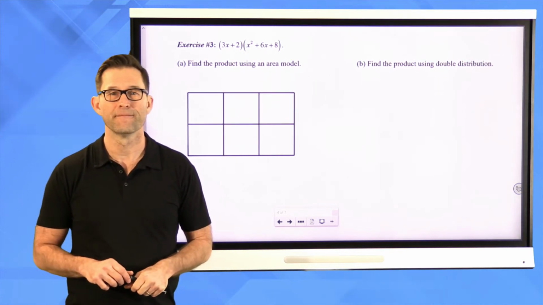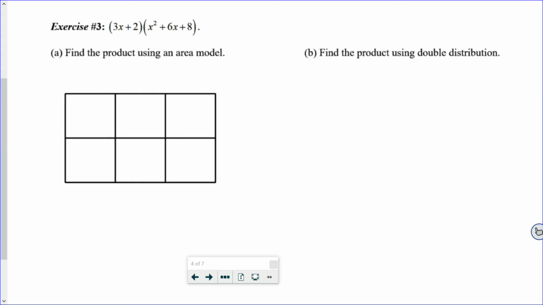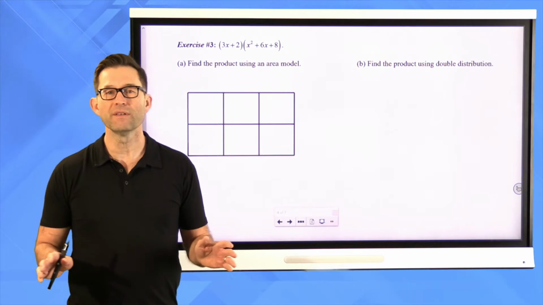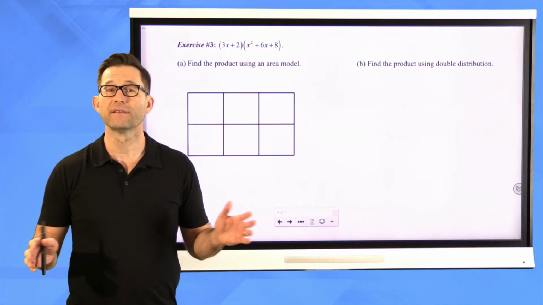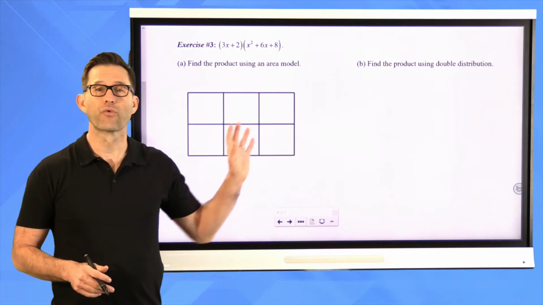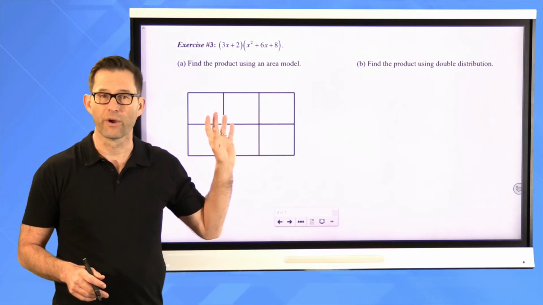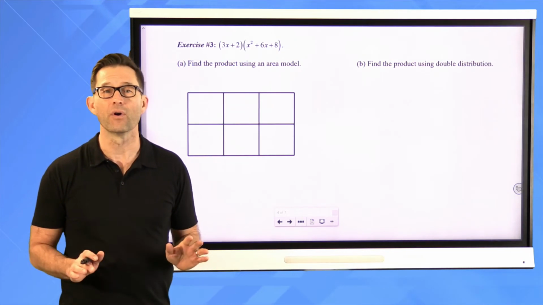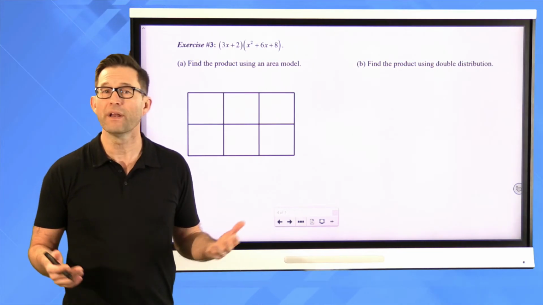Let's take a look. In this case, we've got 3x plus 2 times x squared plus 6x plus 8. All right, we want to find the product using an area model, and we'll also find the product using double distribution. All right, both of these techniques are going to work just great. Let's take a look at both. Now, I've drawn the area model here for you. Again, it will be rare, if ever, that it will be provided for you, but it's simple enough, right?